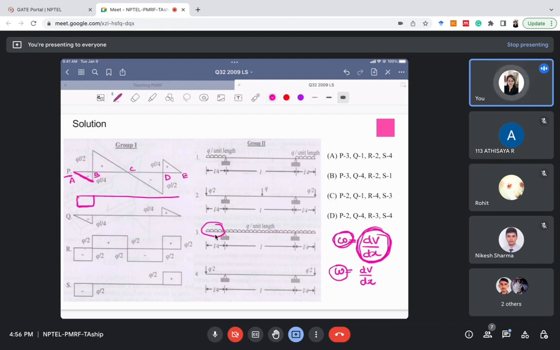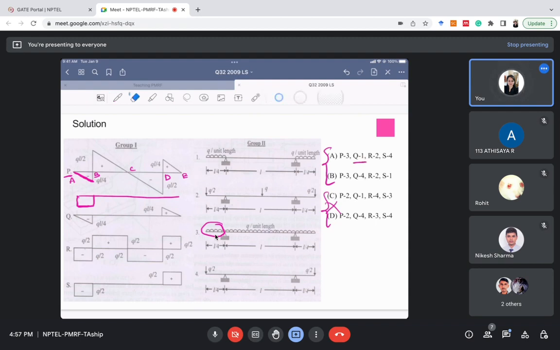So P matches with 3, so either A is right or B is right. P equal to 2 is not right, so these two options I have removed already. I hope it is clear. Then we will see the second thing, Q. So let's see Q now.